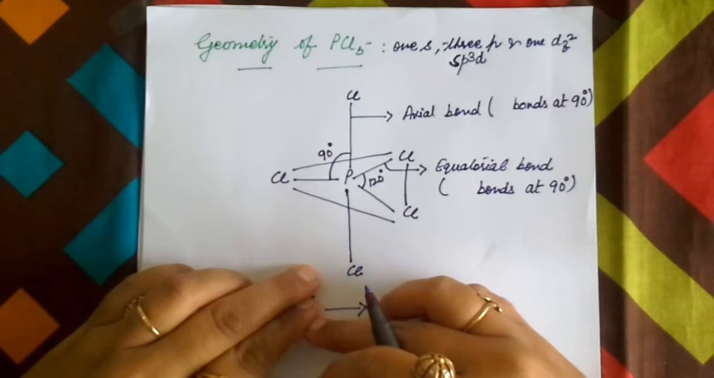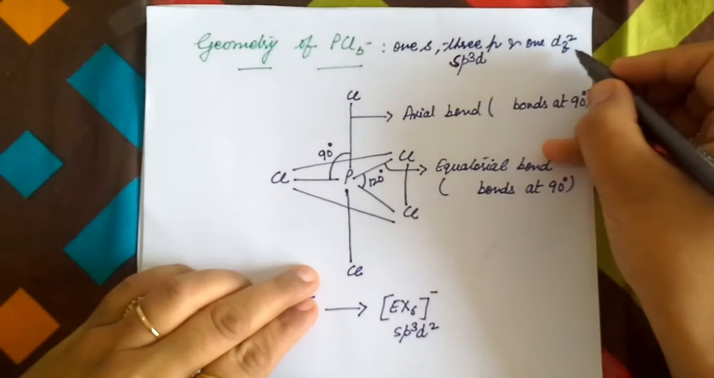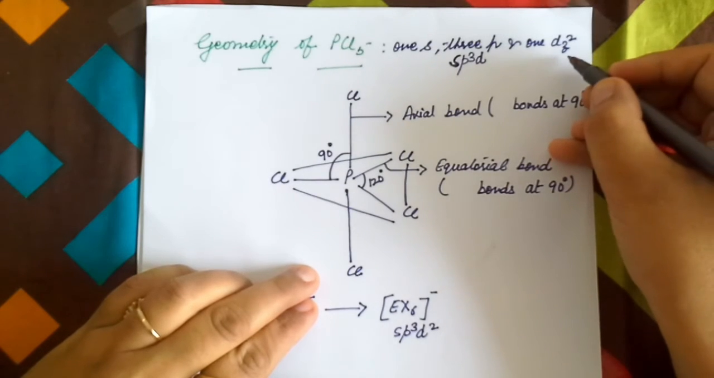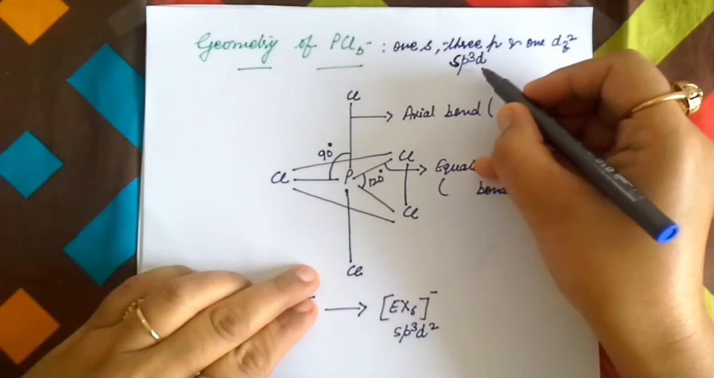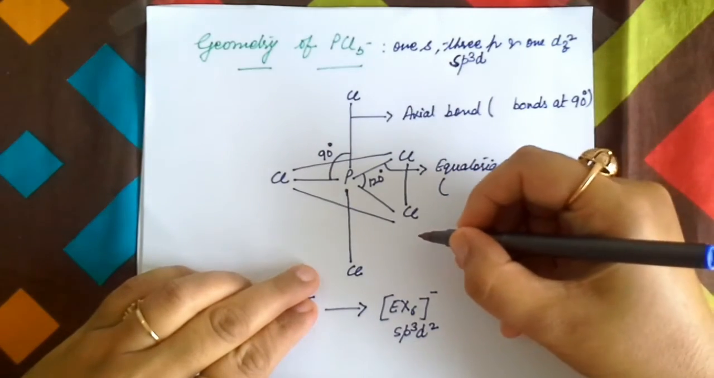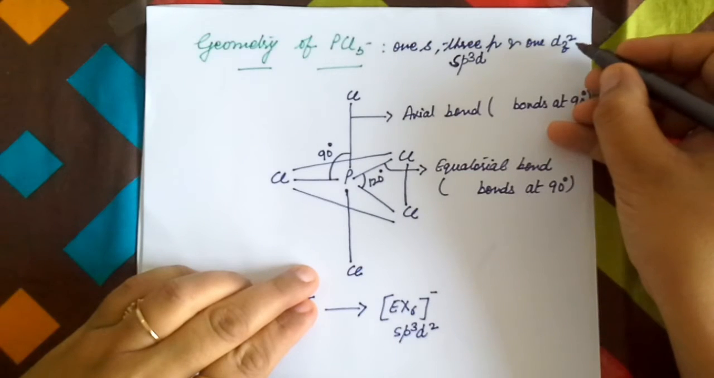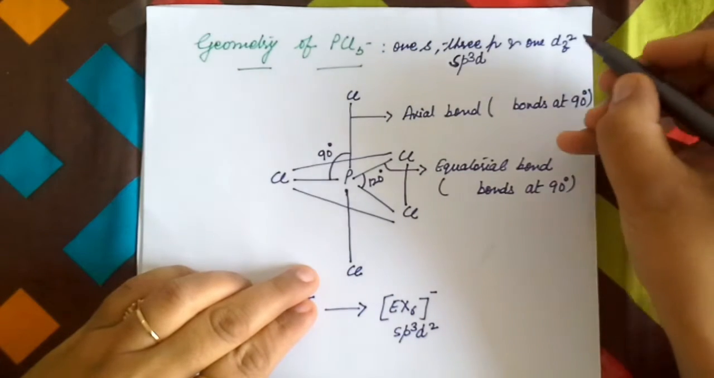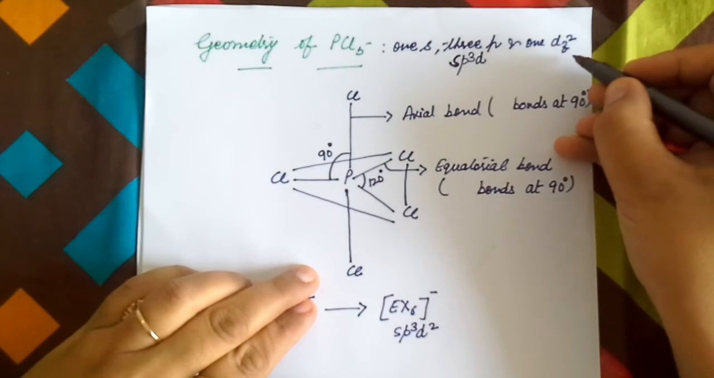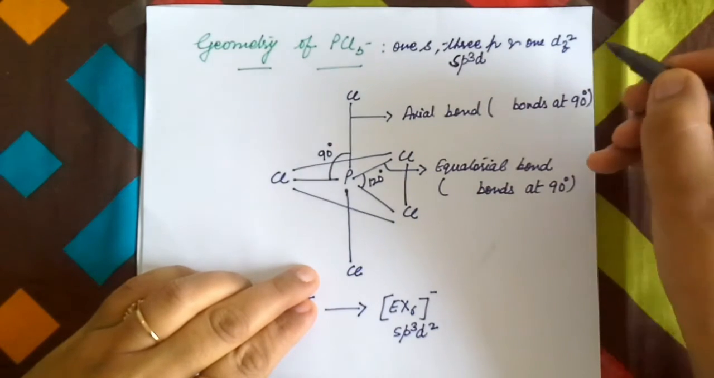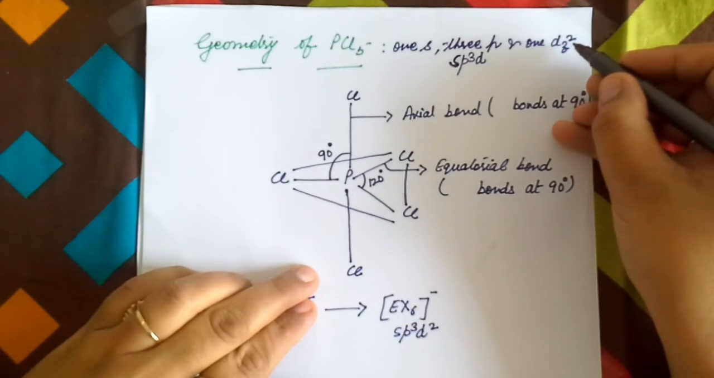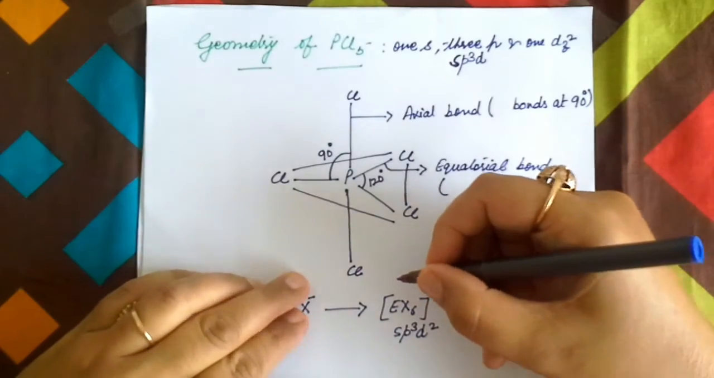In case of PCl5, one 3s, three 3p and one dz square orbital of the same energy level, the third, are involved in hybridization to form sp3d hybridized orbitals, giving the geometry trigonal bipyramidal. Here the dz square orbital is involved, but if the dx square minus y square orbital were involved, then the geometry would be square pyramidal. But here there is involvement of the dz square orbital, so that is why the geometry is trigonal bipyramidal.